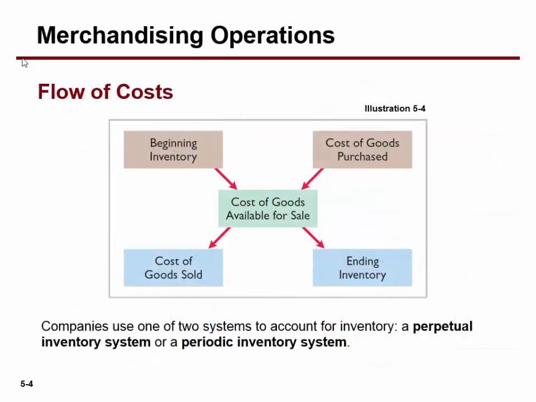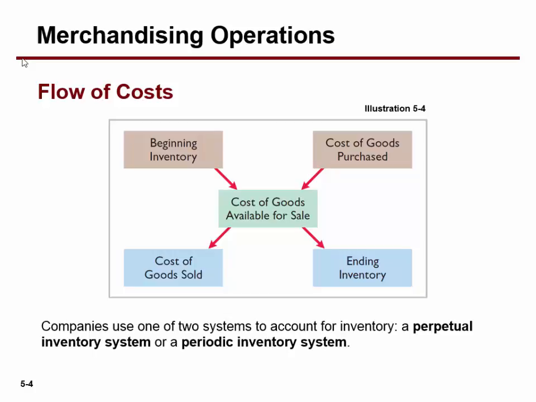Now, what is the flow of costs? We have our beginning inventory that we have on hand at the beginning of the period. We purchase additional items to sell. That gives us our goods available for sale. You subtract off your ending inventory. You have your items that you sell, and you're left with your ending inventory, right?